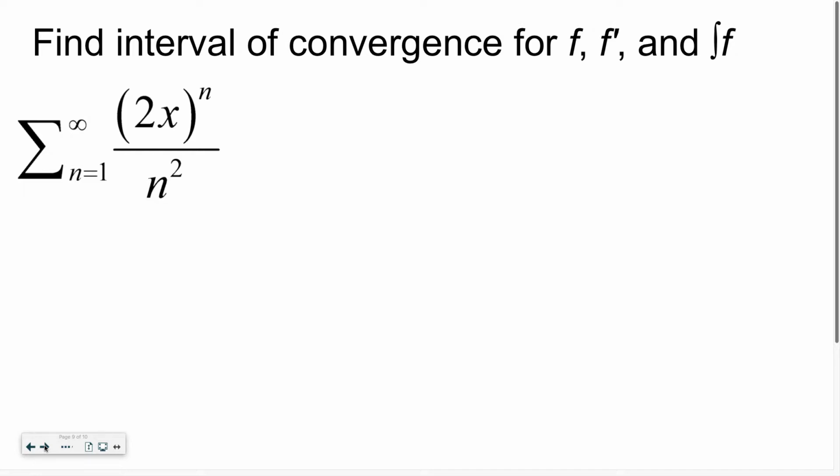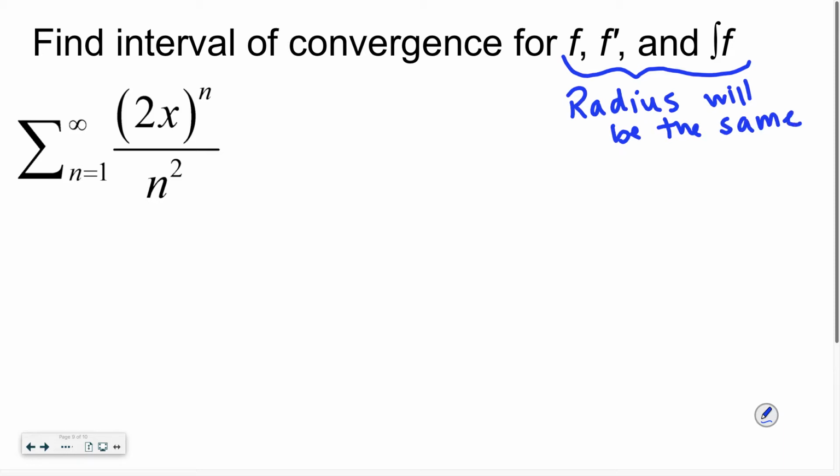If I ask you to find the interval of convergence for f, f prime, and the integral of f, I can save you some time because the radius will always be the same. It's more about the endpoints that you'll need to check from f to f prime and f to antiderivative f. Don't go through the ratio test again to find the radius. It will be the same, but the endpoints will probably change. So you'll need to recheck those.